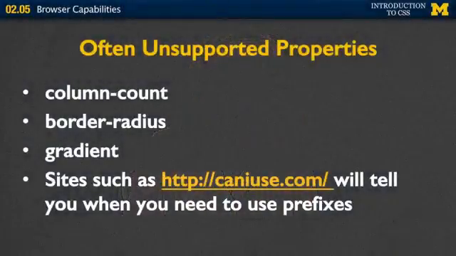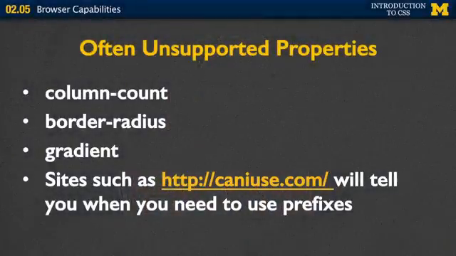So what are some of these properties that are often unsupported? They include column count, which is a way to add multiple columns into your paragraphs or divs. It's a really nice way to break up your text that's responsive. So if somebody resizes the page, the paragraphs actually resize. We have another thing called border radius, which people really love to use because it adds a little rounded edge to the borders of your elements.